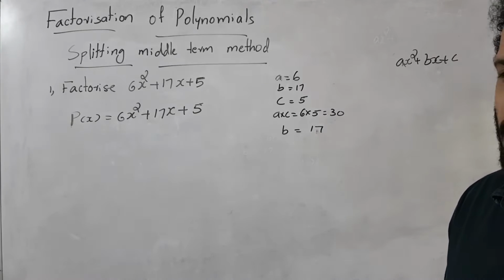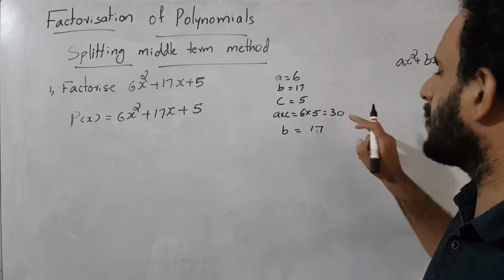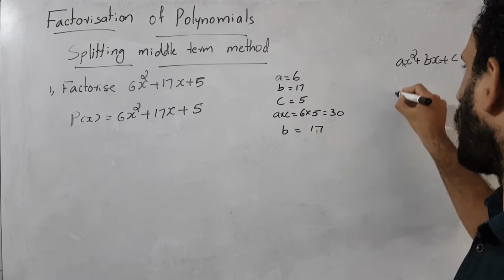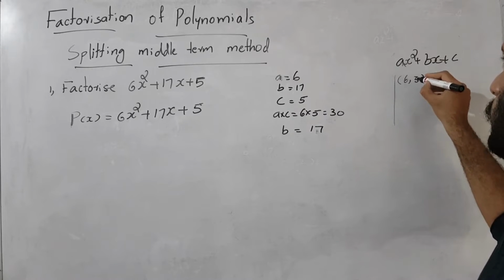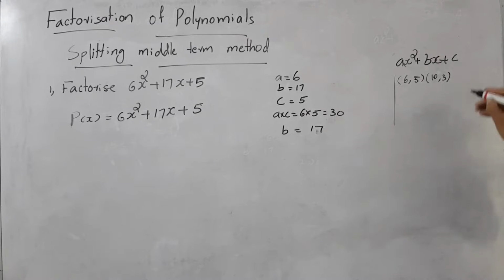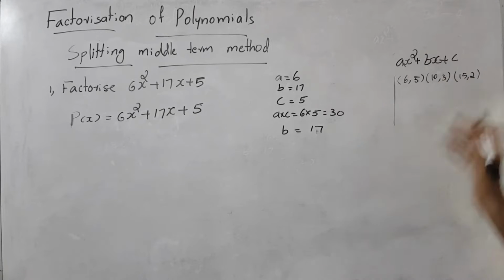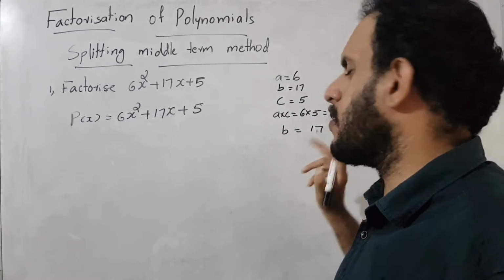How do we identify that one? For that, you just find out whose product will get 30. We just write it here. What are the chances? 6 into 5, 30. 10 into 3, 30. Correct? And 15 into 2, 30. Then we get the 3 chances to get the product as 30: 6, 5; 10, 3; 15, 2. Then we just check in these groups whose sum is 17.